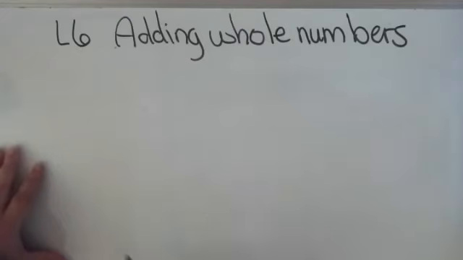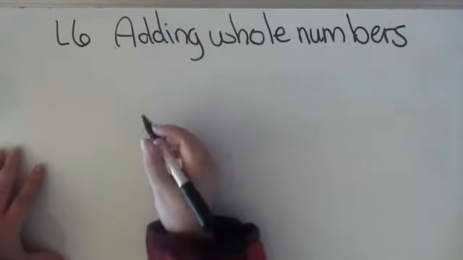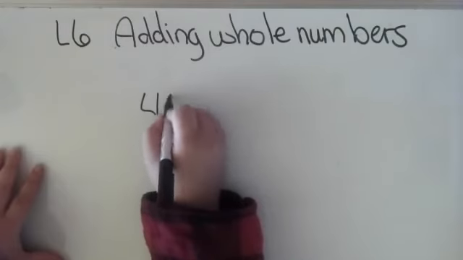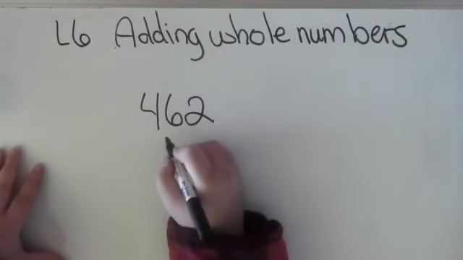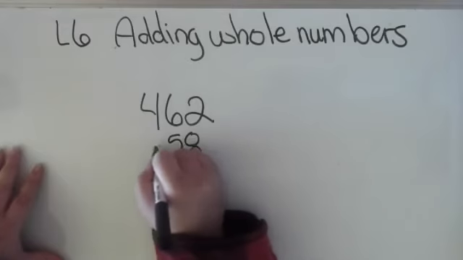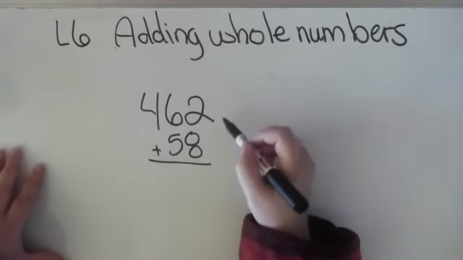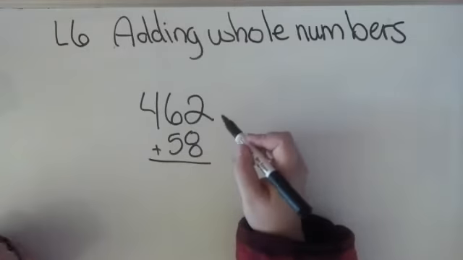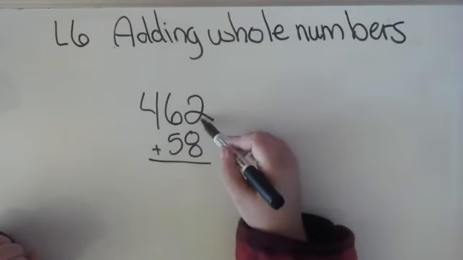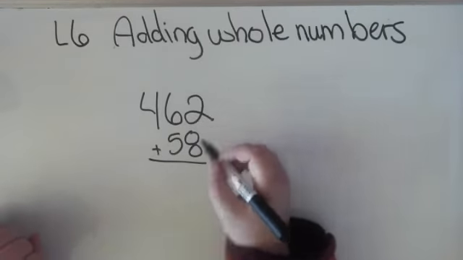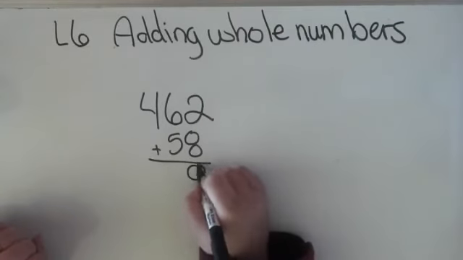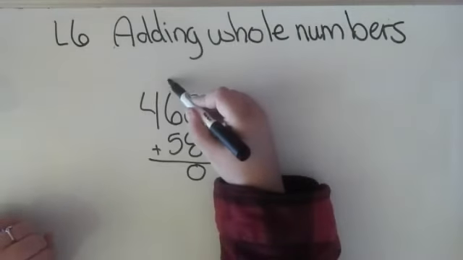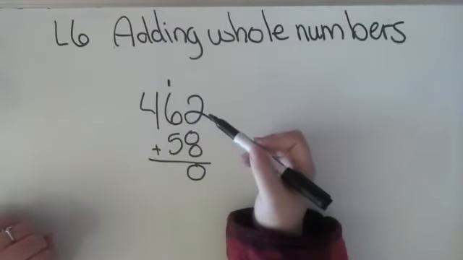Now, the method that you'll see most often is the method where you're using columns, or column method. So if we have 462 add 58, what you're doing is you are adding, and you might have to regroup as you are adding. So 8 plus 2, well, 8 plus 2 is 10. So I put my 0 down, and I have to do something with this 10 I now have. It goes in the tens column, okay?